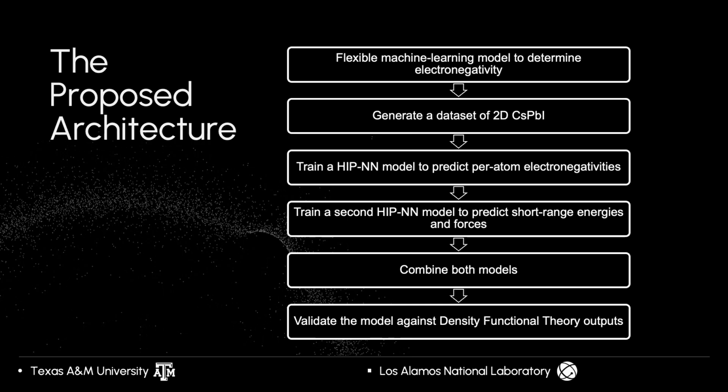Those density functional theory outputs will form the training and validation sets for both the HIP-NN energy force model and the electronegativity predictor. The result will be a scalable, physically informed, machine-learned potential that accounts for both short-range chemical bonding and long-range electrostatics, essential for accurately modeling ionic, defect-prone 2D materials like cesium-lead iodide.